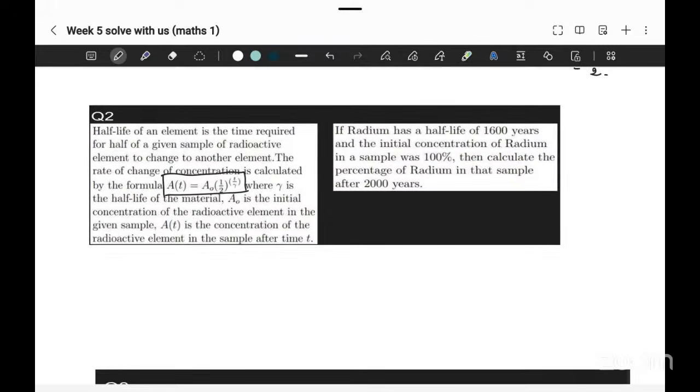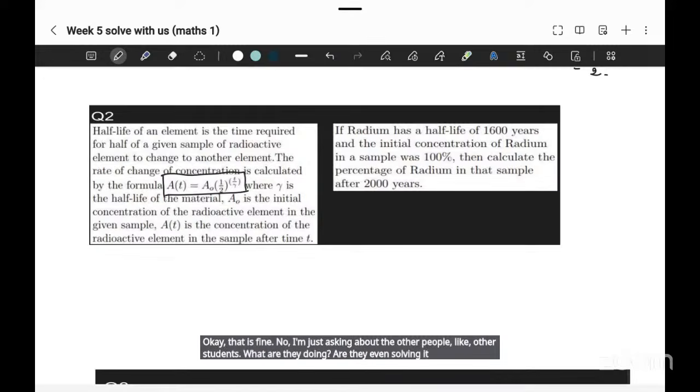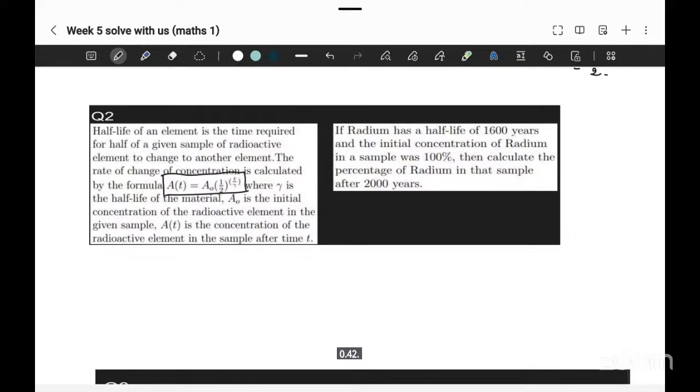Am I audible? Yes, ma'am, you're audible. I just joined, so 0.2. I'll probably solve the next question. Okay, that is fine. I'm just asking about the other students. What are they doing? Are they even solving it? 0.42. Okay. So you need to calculate the percentage. 42%. Yeah. Okay.